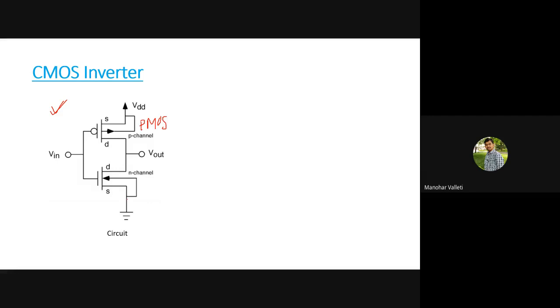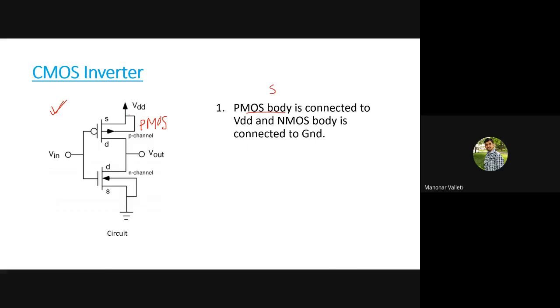Any ground rules are there? One should be given to VDD and one should be grounded. So the PMOS source has to be connected to VDD, right? Let us first talk about the PMOS body or substrate. The substrate has to be connected always to VDD or source. This VDD I can say is the source. Try to remember: substrate to source. Whichever substrate it is, it has to be connected to the source. So this substrate is connected to the source, and in the same way, this substrate is connected to the source.